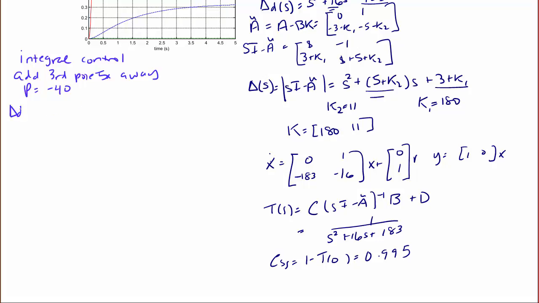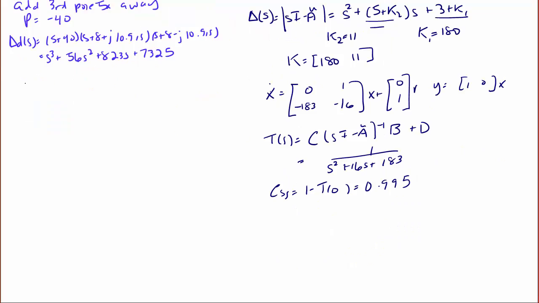So our new desired characteristic equation is (s + 40) times (s + 8 + j10.915) times (s + 8 - j10.915). So the desired characteristic equation is now s cubed plus 56s squared plus 823s plus 7,325.